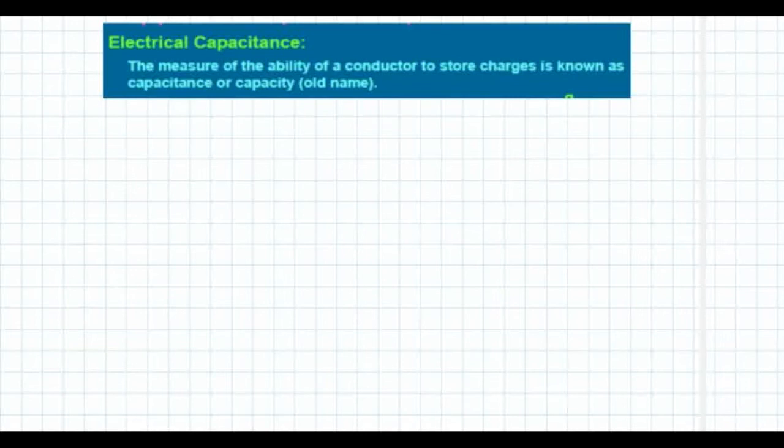An important application of these dielectric materials is in a device called a capacitor. Capacitors are usually used to store electric charge. So, we will define electric capacitance. The measure of the ability of a conductor to store charges is known as the capacitance or capacity. Capacity is actually an old name, so it is called capacitance. So, capacitance is defined as the ability of a conductor to store charges.